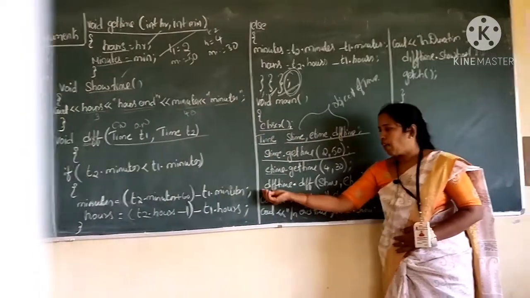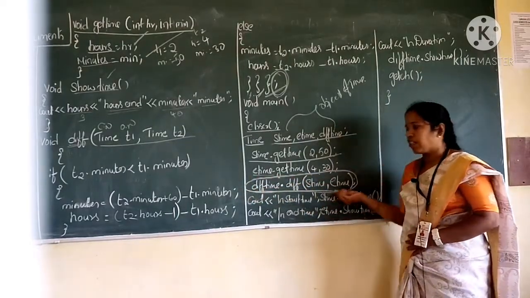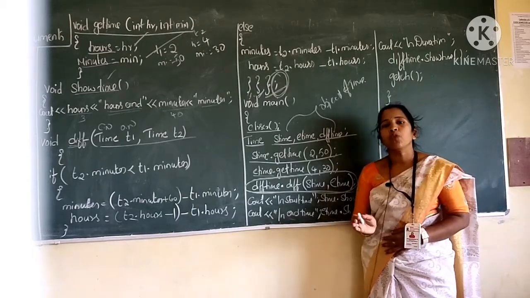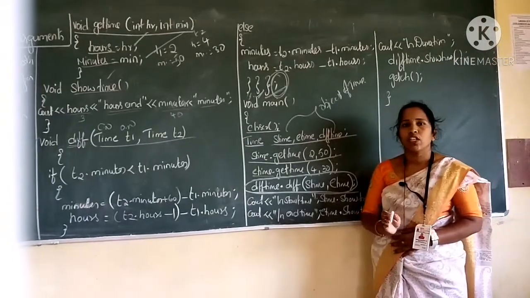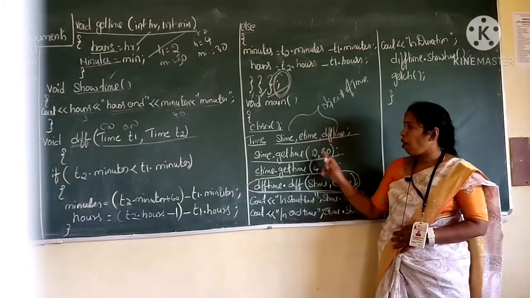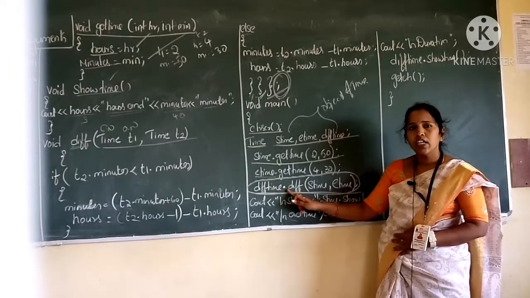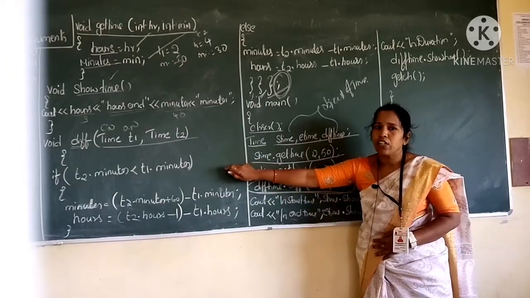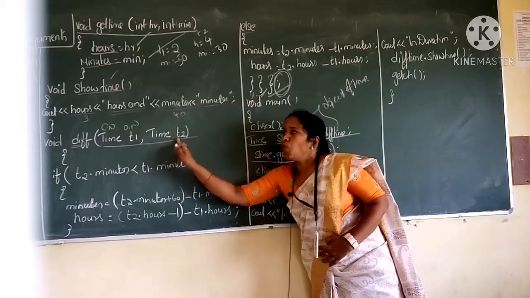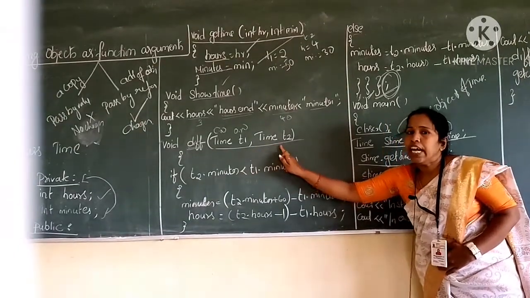Now coming to our concept. Here you will get your concept, that is nothing but passing an object as an argument to the function. Which function are you passing to here? The difference function, right? So the object name is difference time dot function, and the function name is difference. And for this, what are you passing? Objects, that is starting time as well as ending time.